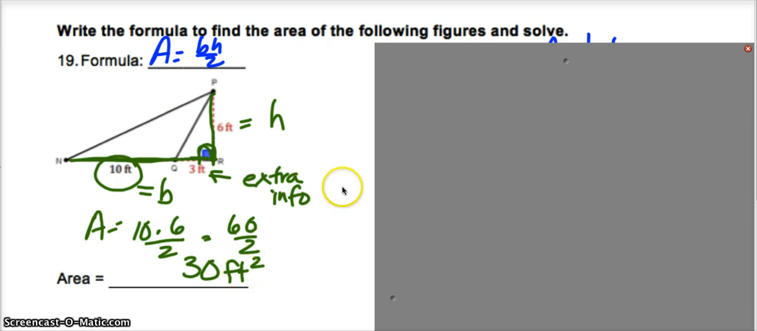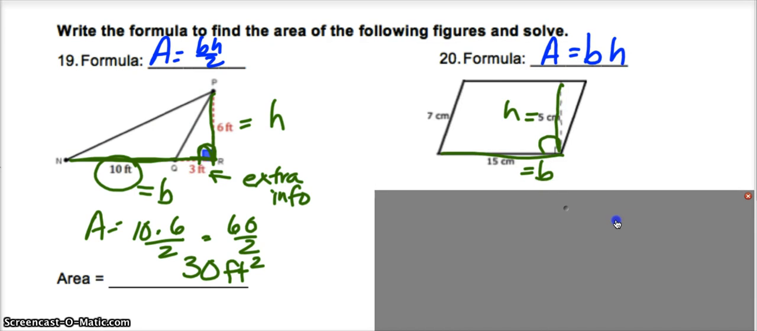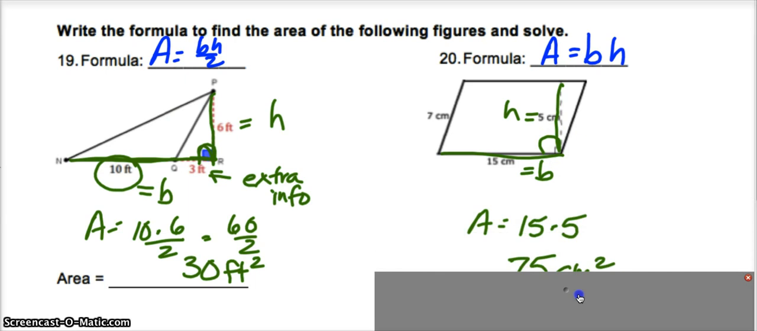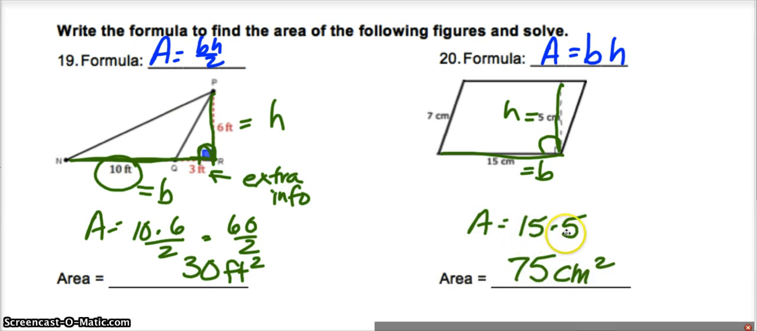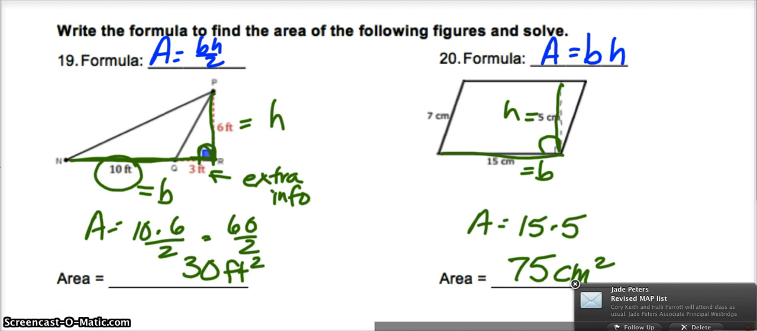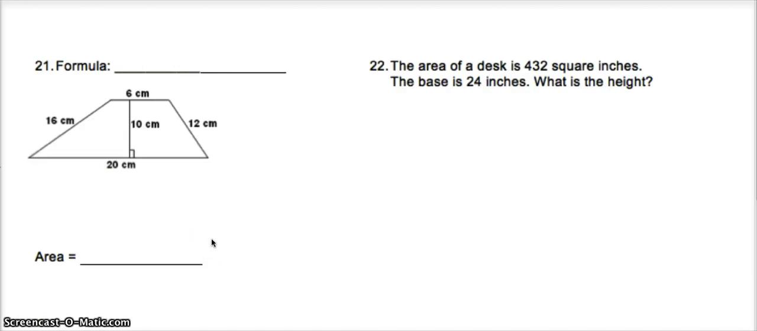The other one, the formula for a parallelogram, would be base times height. Again, I traced the h going over the right angle symbol and found out that the height was 5. The h is sitting on the base, which is 15. So using the formula, base times height would be 15 times 5, which makes it 75 centimeters squared. So 2 more to go.